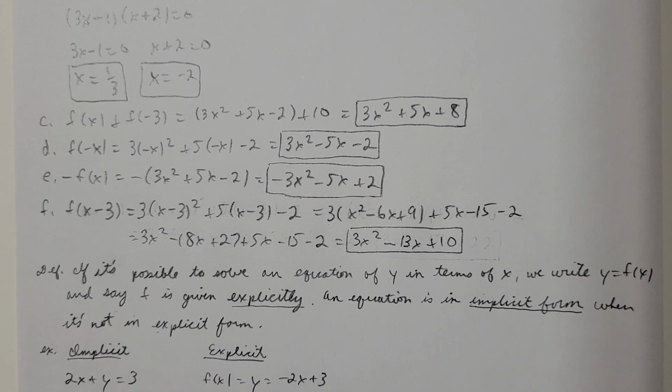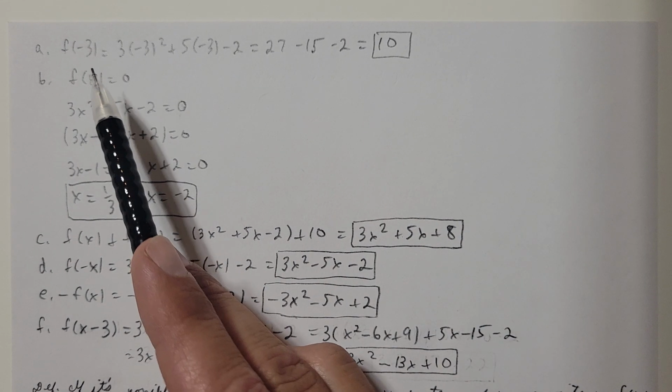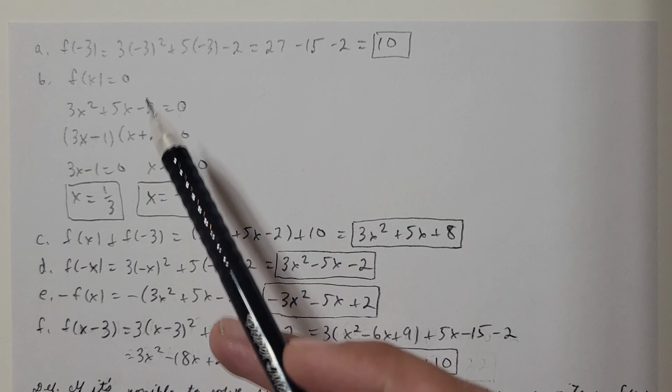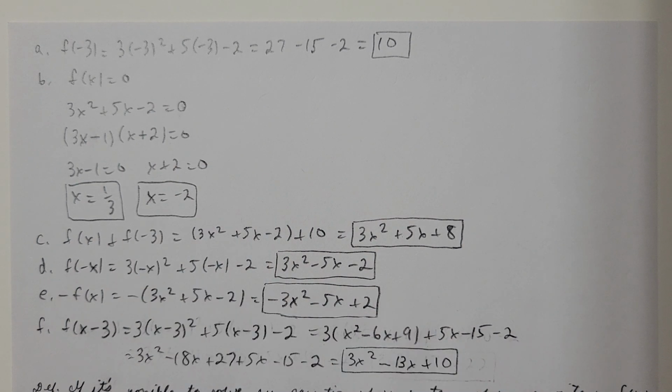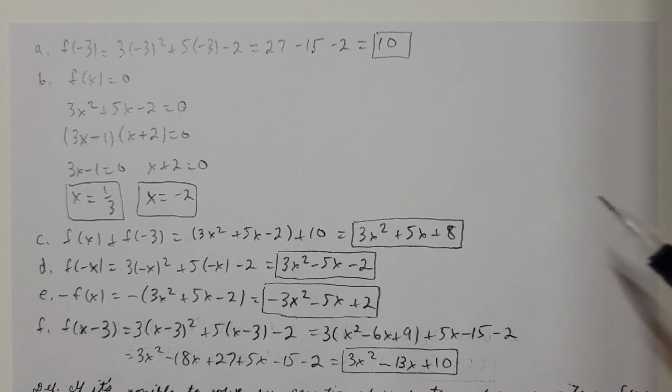In part D, I want us to find f of negative x. So just like in part A, I'm supposed to replace x with negative 3. In part D, I'm supposed to replace x with negative x and simplify. Again, make sure that you got the parentheses around the negative x's, because negative x squared with the parentheses is x squared. Negative x squared without the parentheses would be negative x squared. Those are two different things.